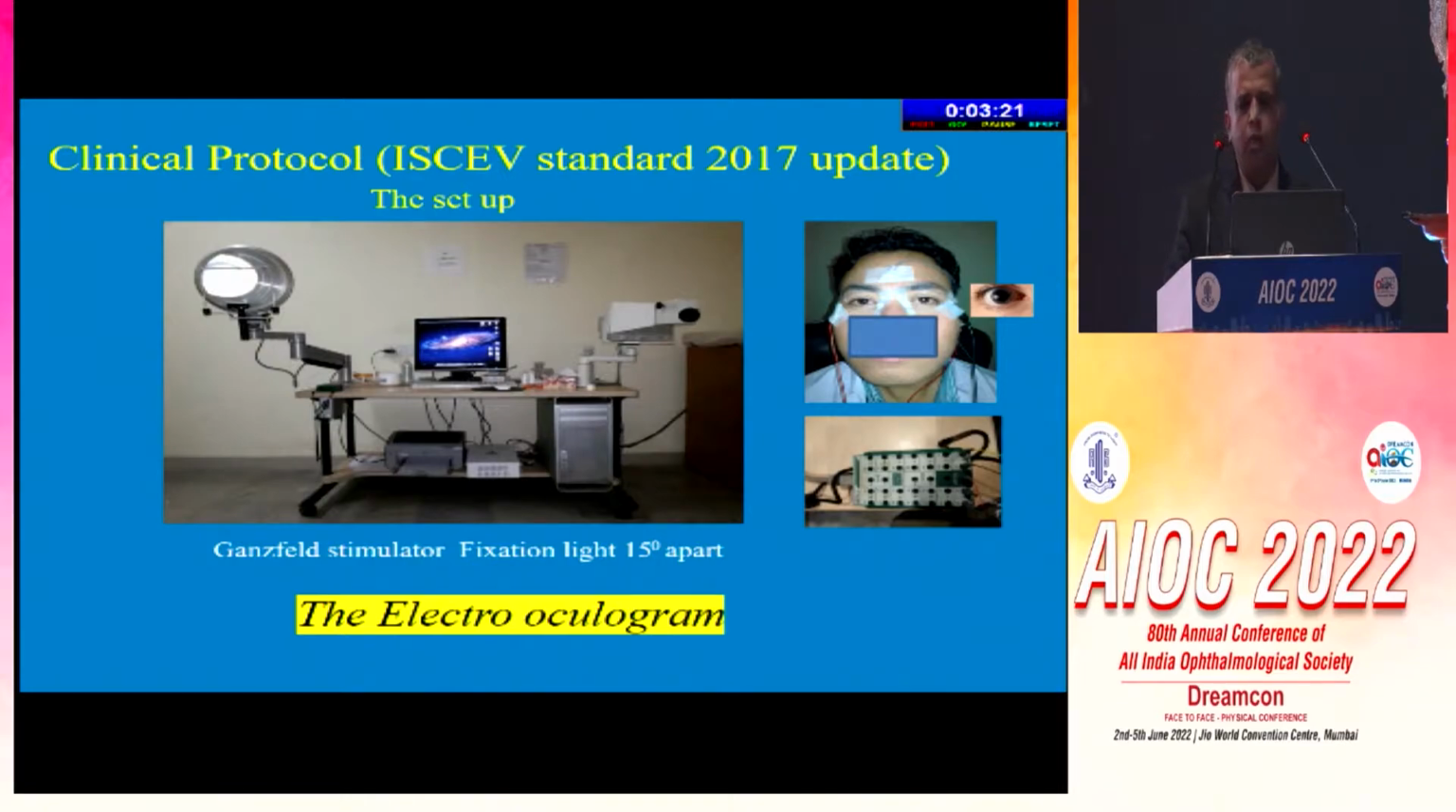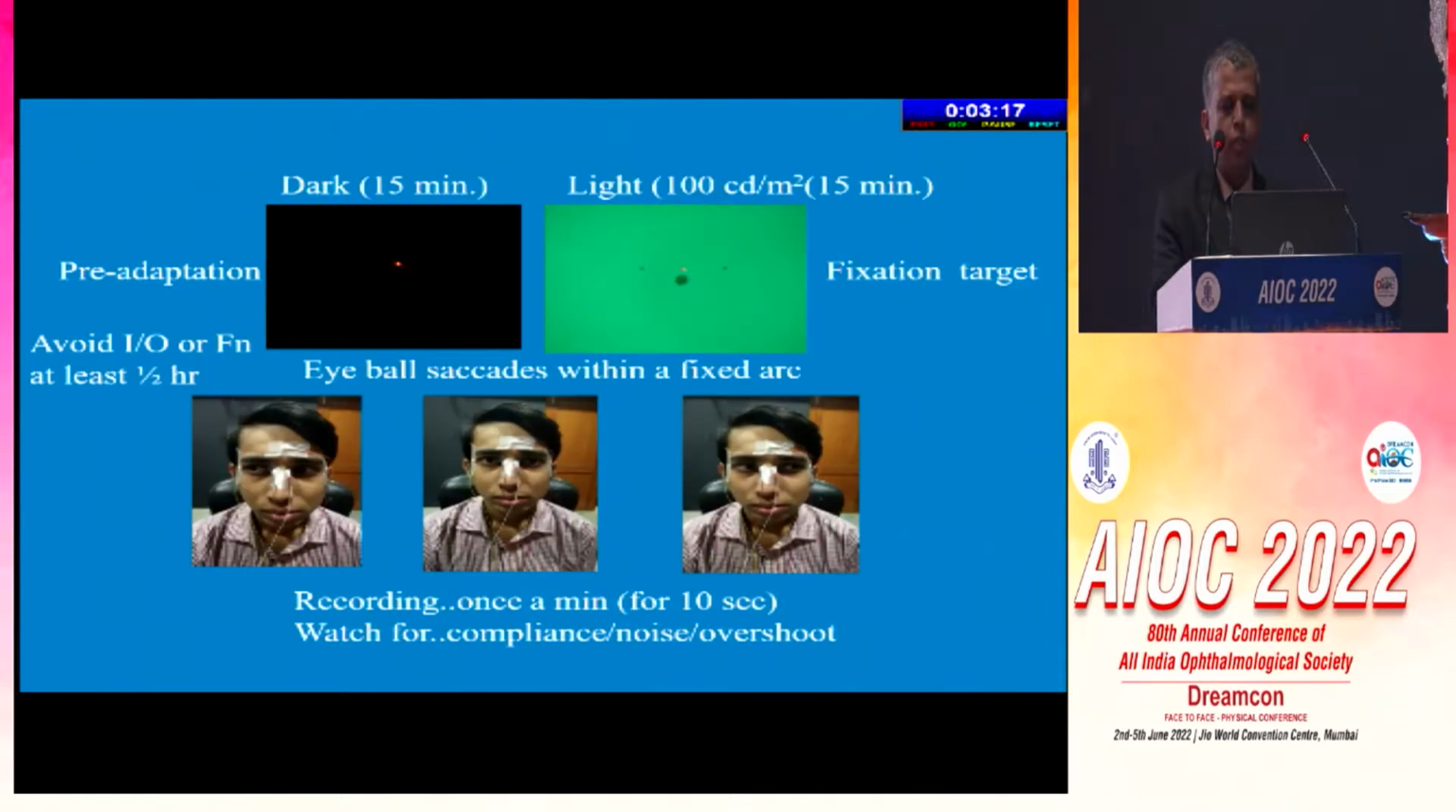Here the electrodes are placed at the outer and inner canthi, and the subject makes excursions between the stimuli kept 15 degrees apart, that is around 30 degrees. So 15 minutes in the dark and 15 minutes in the light-adapted condition. The testing takes around 30 to 45 minutes.